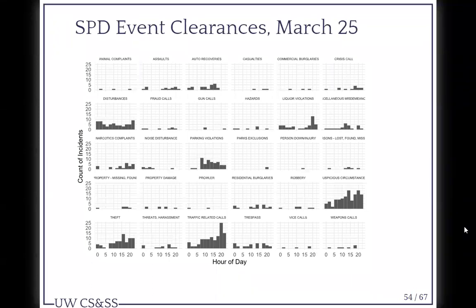And so here we can have the SPD event clearances for March 25th of 2016. And it's faceted by all of the events for which they were called. So things like animal complaints, auto recoveries, parks exclusions, etc. One thing about looking at this facet is that, I don't know, it's kind of all over the place. It's in alphabetical order, and I don't know what all of the reasons are that the police would self-report for going to a call.